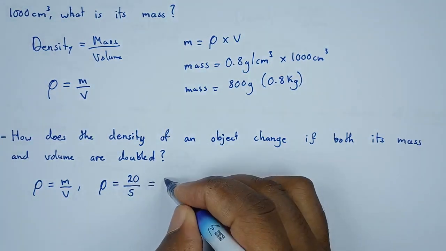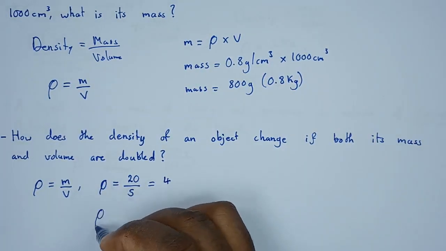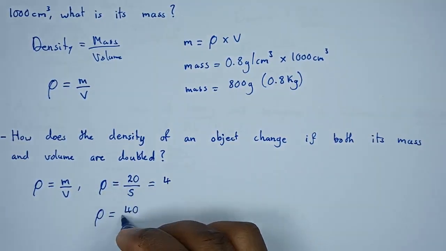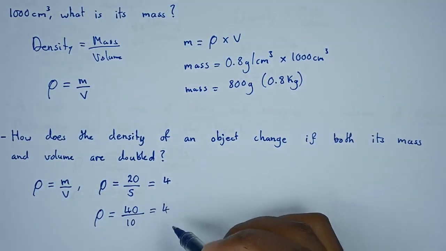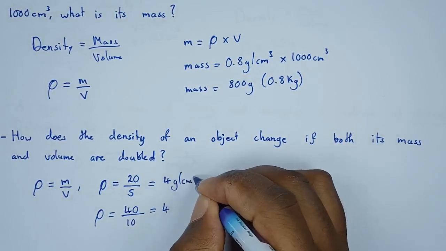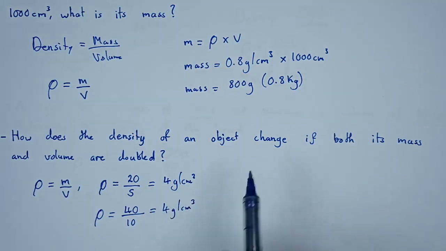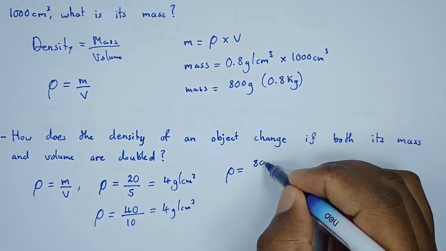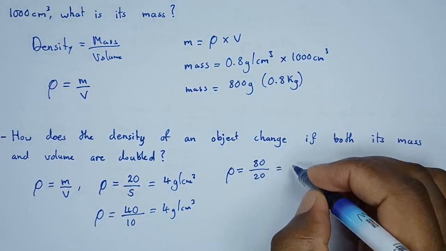Now let's double both volume and mass. So if we double the mass, we'll have 40. If we double the volume, we'll have 10. So 40 over 10 is still the same 4. Remember, these are grams per cubic centimeter or kilograms per cubic meter. It depends on what you've been given. Let's do it one more time. Let's double what we have here. So density is equal to 80 over 20. We double mass, we double volume, so that what we get here is simply 4 grams per cubic centimeter.